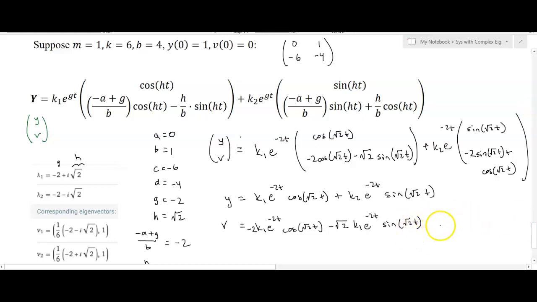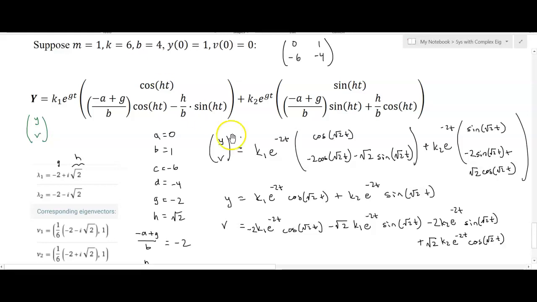So this should be a -2 here, so let's go ahead and fix that. All right, so here we go. -2 k2 e to the -2t sine of the square root of 2t plus k2 e to the -2t times cosine of the square root of 2t. Oh, we forgot a square root of 2 here. So let's go ahead and try that again. Okay, and there we have it.